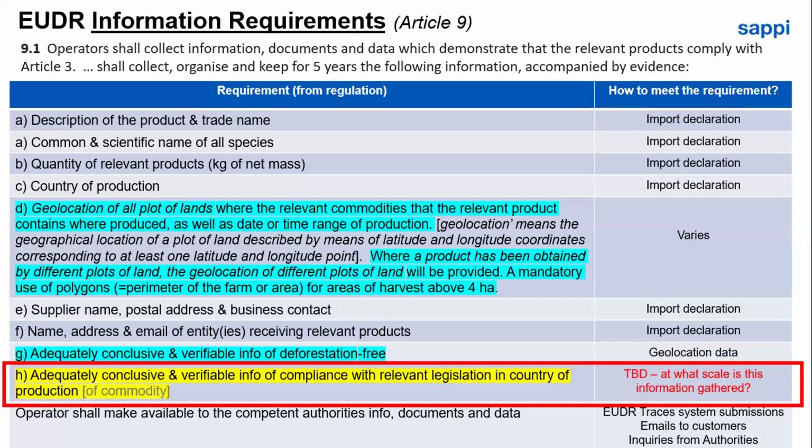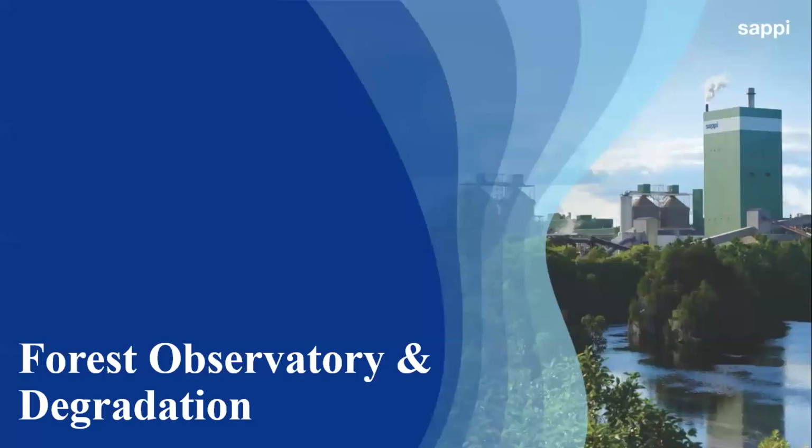One of the problems with Article 9, in addition to the geolocation data, is Item H. No one really knows how they're going to enforce this. Item H says that you need to have conclusive and verifiable information of compliance with relevant legislation. That sounds easy, but if we have to do this for every plot of land, that is no longer practical or likely even possible. So that's kind of an outlier right now. No one really knows how they're going to enforce Article 9H.